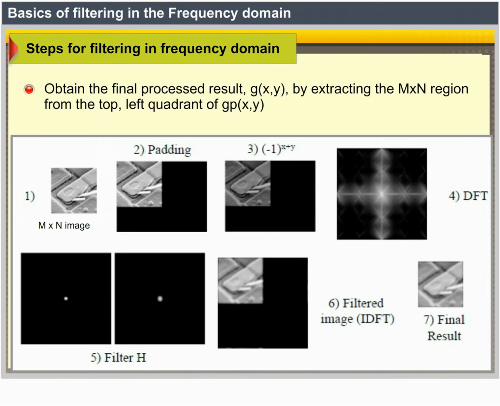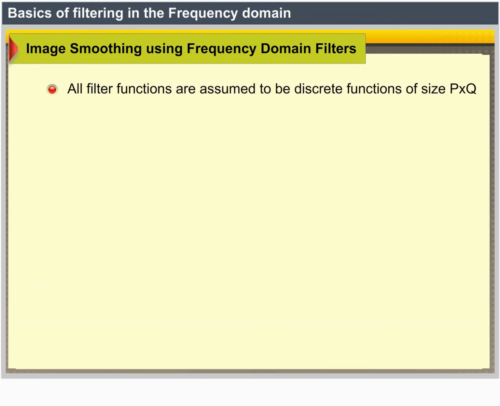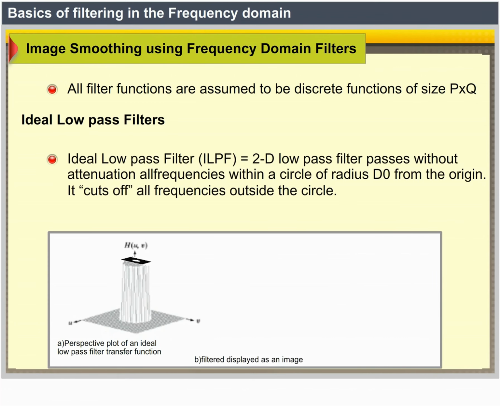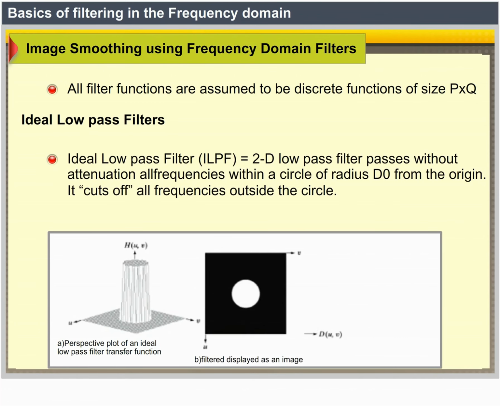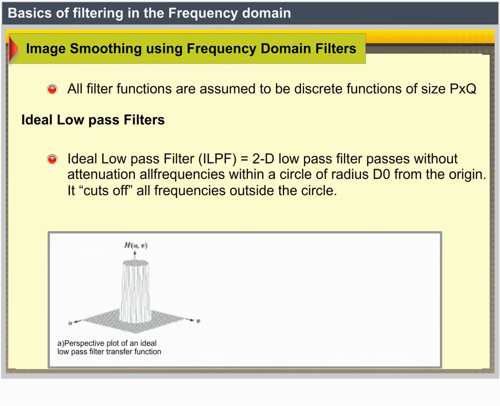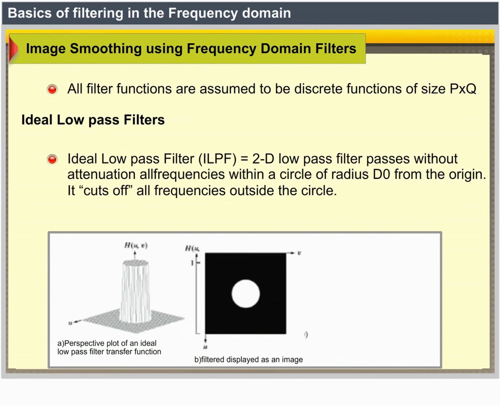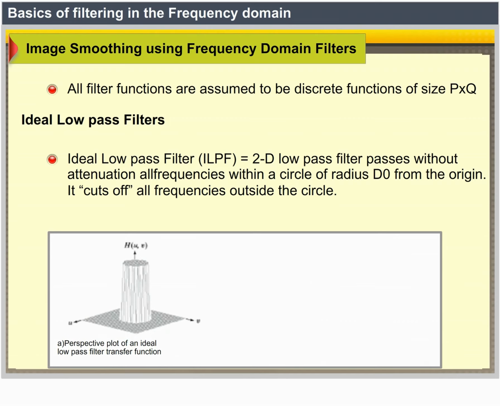Image smoothing using frequency domain filters. All filter functions are assumed to be discrete functions of size P by Q. Ideal low-pass filters. The ideal low-pass filter, ILPF, is a low-pass filter that passes without attenuation all frequencies within a circle of radius D0 from the origin and cuts off all frequencies outside the circle.